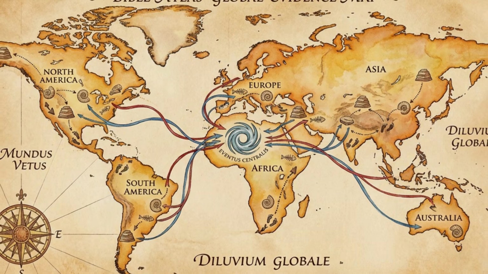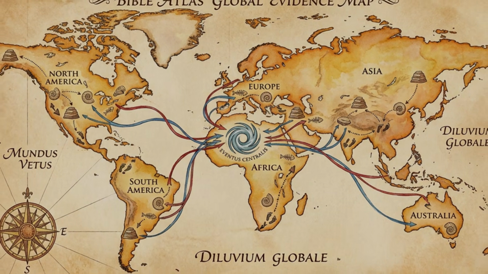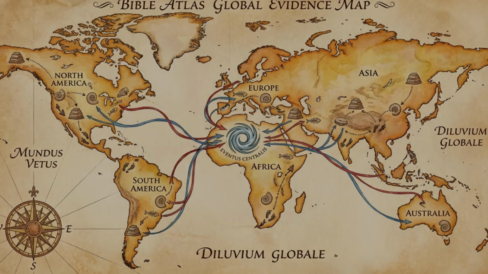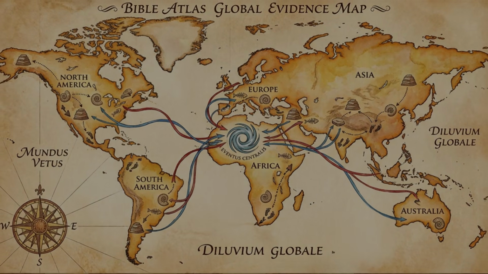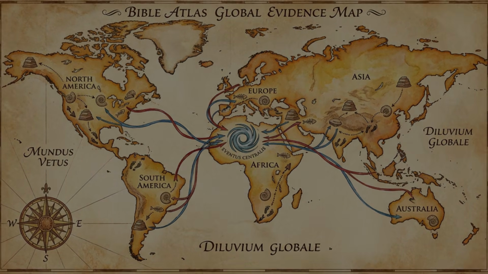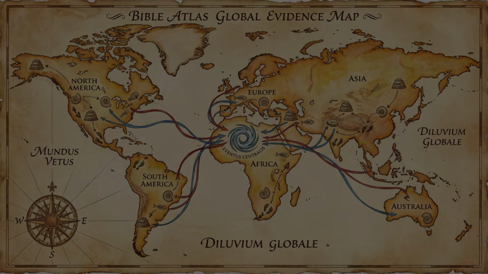In our next episode, we open the Table of Nations in Genesis chapter 10 and trace the 5 sons of Shem to the civilizations they founded, following the ancient world as it took shape from a single family.